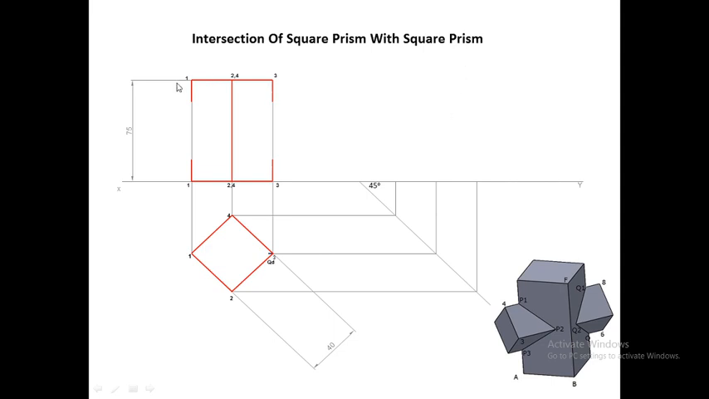square prism. For that we have to project the height 75 mm from the front view. So the height, that is 75 mm, is directly projected from the front view, and finally we have drawn the side view of the vertical square prism.